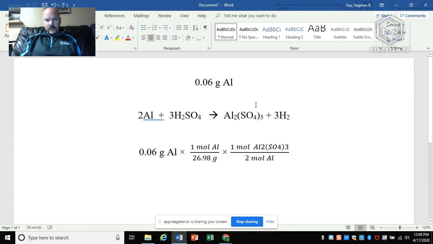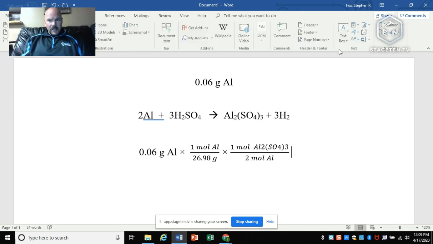If you look at the formula for aluminum sulfate, you have 3 times 4, so you've got 12 oxygens. You have 3 sulfurs and 2 aluminums. So it'll be 2 times 26.98 for aluminum, plus 12 times 16 for the oxygen, plus 3 times 32.06 for the sulfur. And that comes out to be 342.14. So now we just multiply by the molar mass.